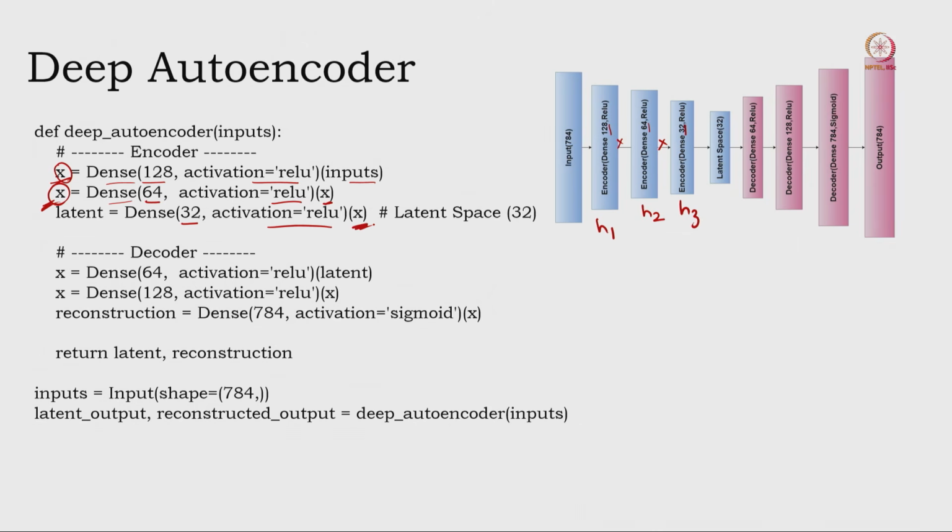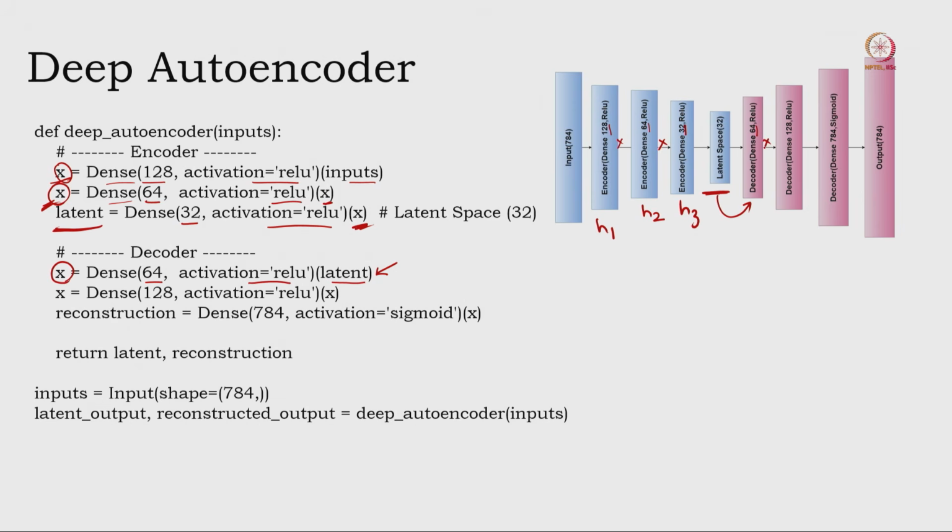Now, whatever we have obtained, the output of that is the latent space. So, the output here is latent. Now, this latent is passed as an input to a decoder. Can you see latent? How many neurons are there? 64, activation is ReLU, and that is assigned to variable x.